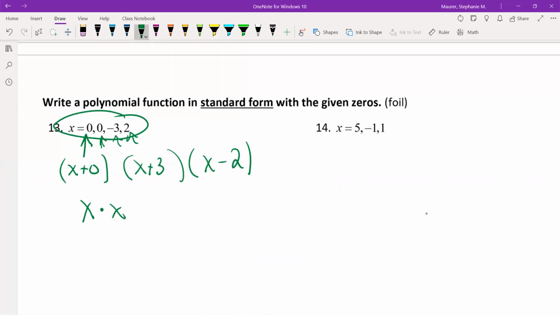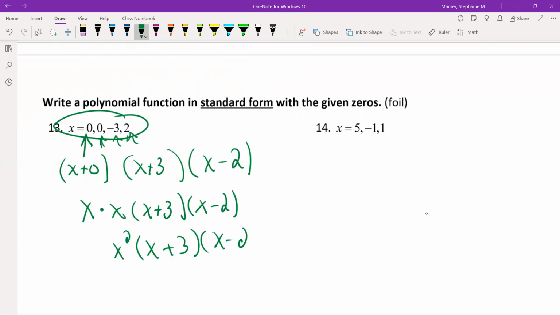So if I took the negative 3 and I plugged it in, 0. If I took the positive 2 and I plugged it in, 0. So now what I have as my answer in factored form would be an x times x, which by the way would become x squared, times that x plus 3 times the x minus 2.